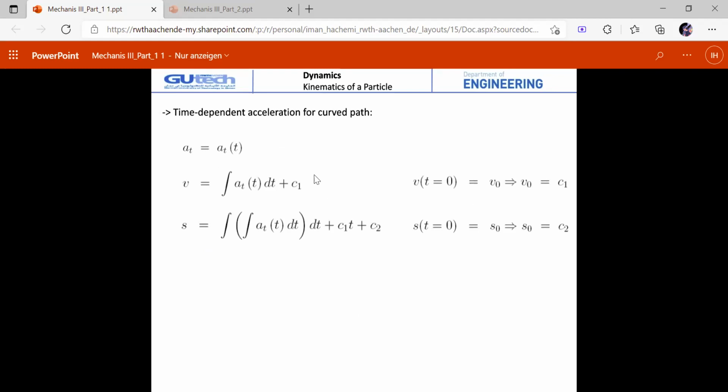Now, if we have a time-dependent acceleration for a curved path, that means at is dependent on time. Then if we integrate, we have the integral of at dt plus a constant c1. The same for the position s: we make a double integral of at. We integrate the first time, then we get plus c1 multiplied by t plus a second constant of integration.